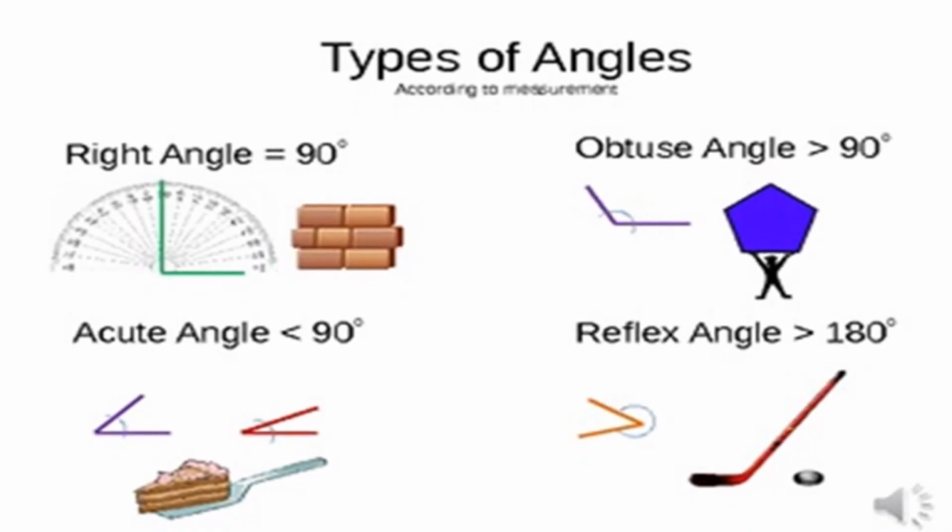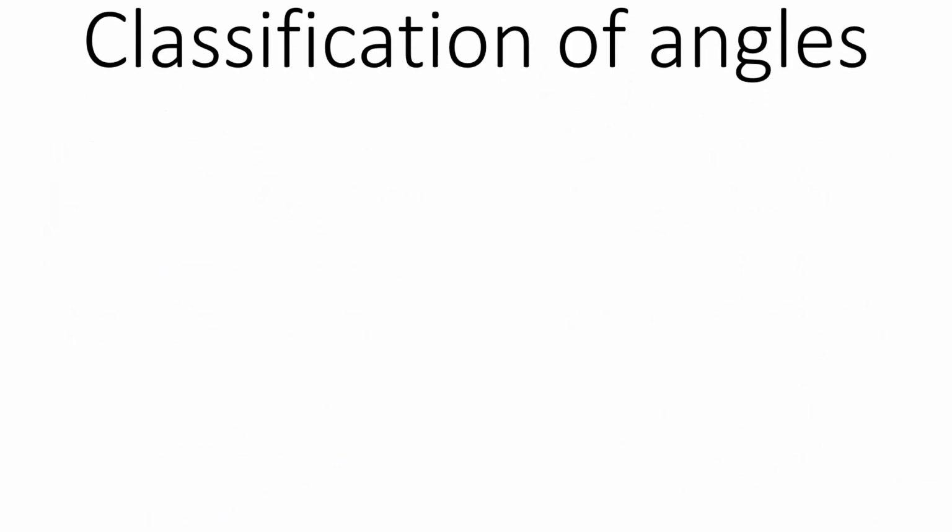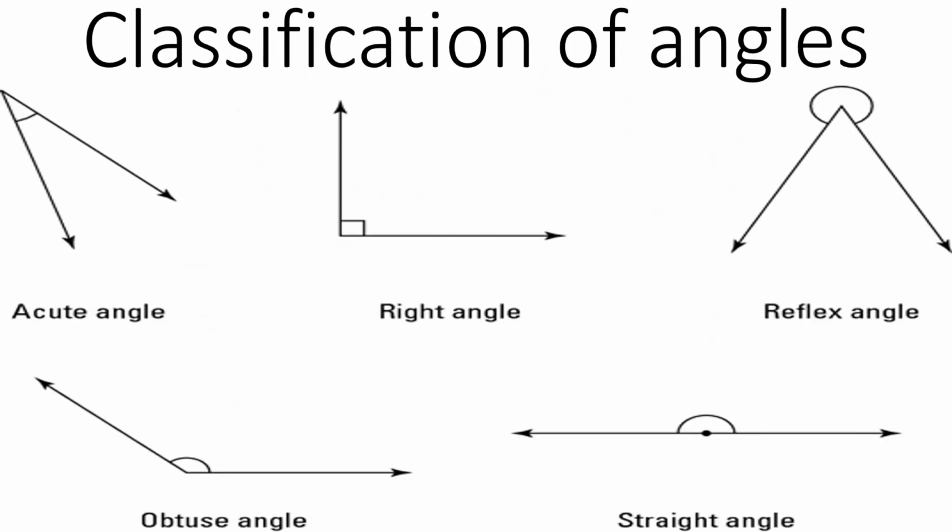Now let's learn about types of angles. See, we learned right angles measure exactly 90 degrees. Obtuse angles measure greater than 90 degrees and less than 180 degrees. Acute angles measure less than 90 degrees, and reflex angles measure greater than 180 degrees and less than 360 degrees. So the classification of angles: acute, right, reflex, obtuse and straight. These are the 5 types of angles we learned.